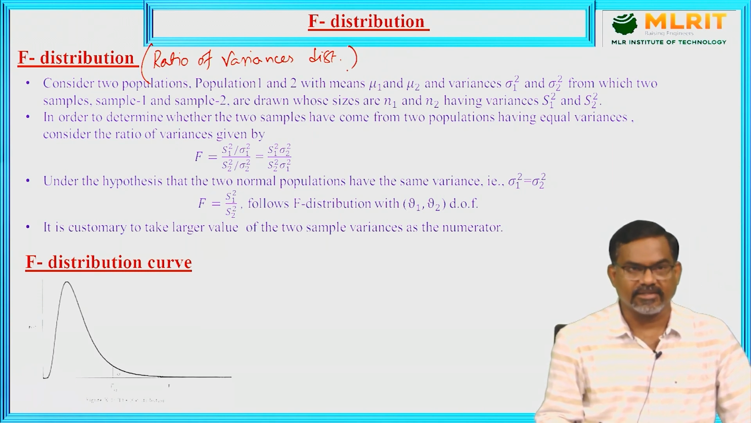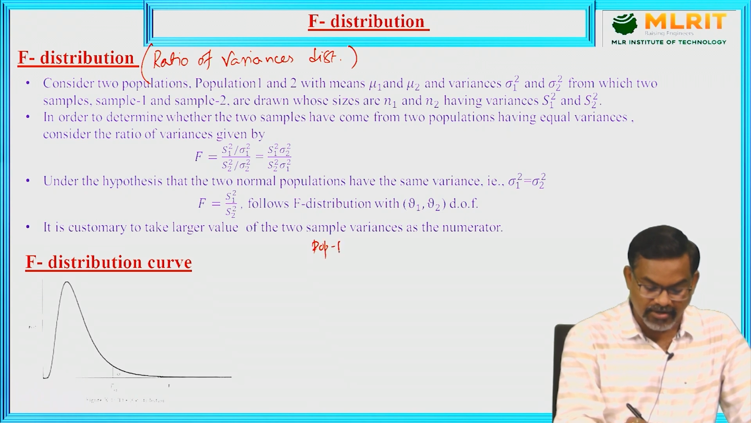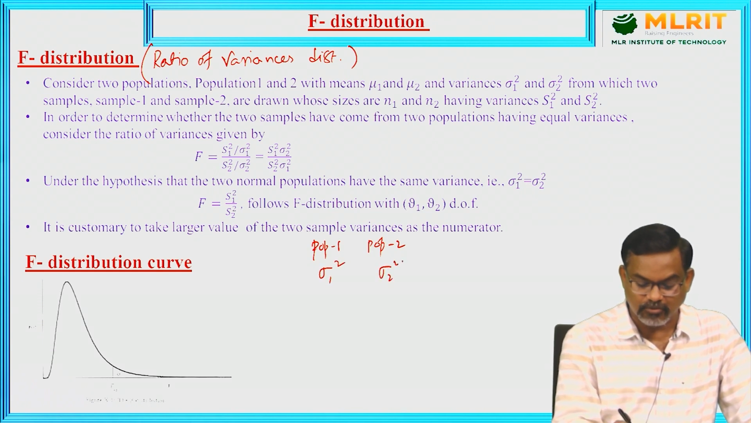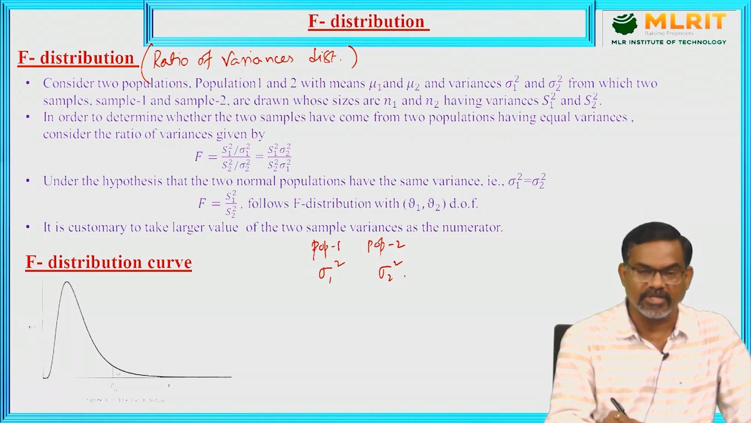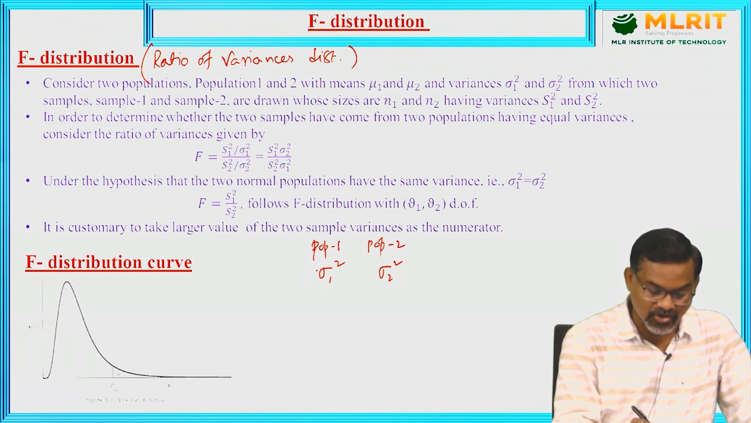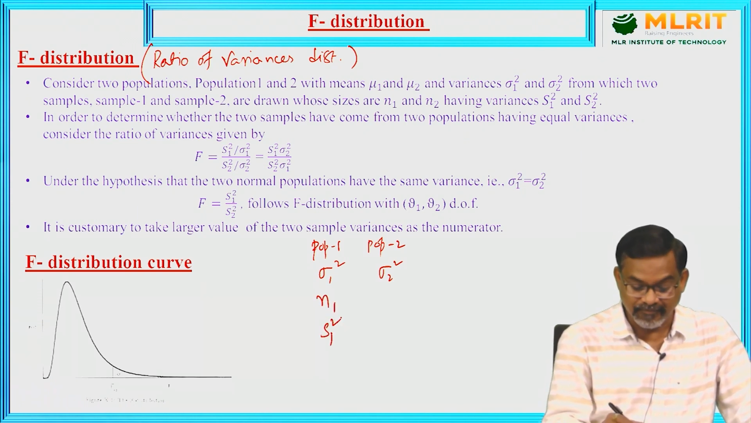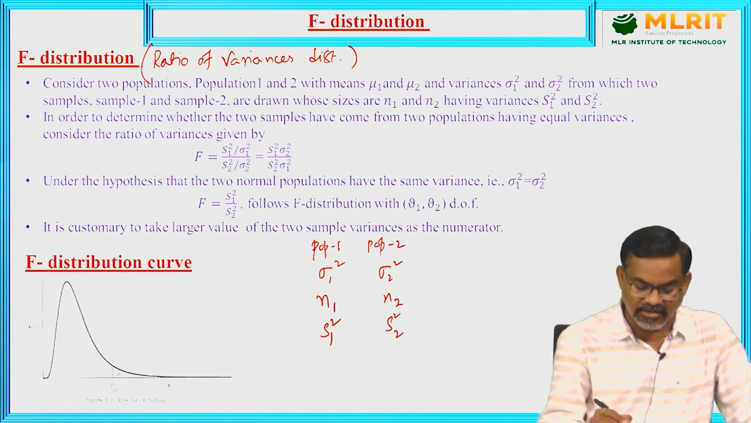Ratio of variances. Let us consider two populations, population 1 and population 2, having the variances sigma 1 square and sigma 2 square respectively. So, sigma 1 square is the variance of the first population, and sigma 2 square is the variance of the second population. Let us draw a sample of size n1 from population 1 having the variance s1 square, and draw another sample of size n2 from population 2 having the variance s2 square.